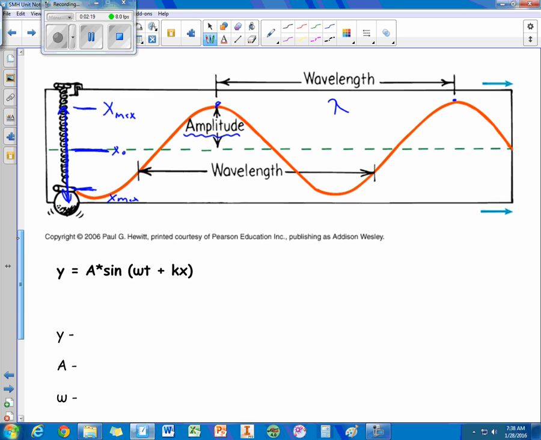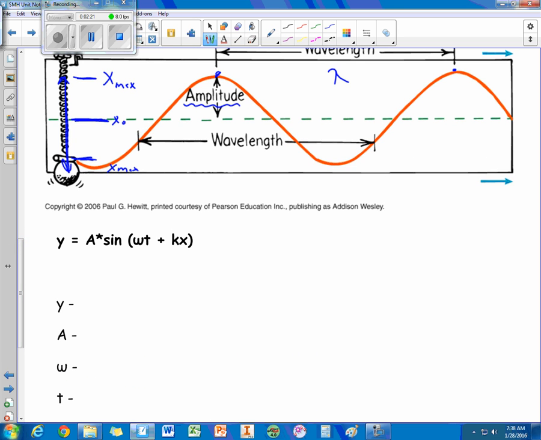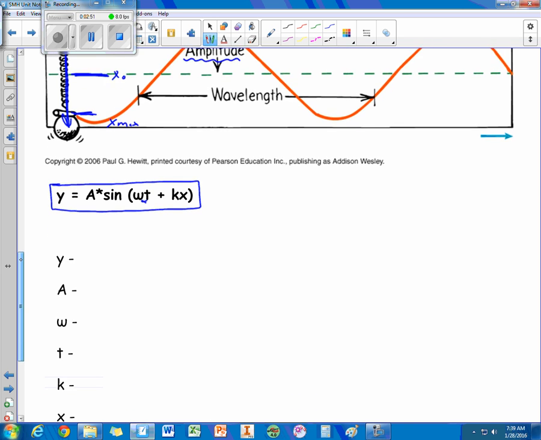So when it comes to this type of graph, here is the model that represents it. I'm going to put a little tiny alpha symbol beside that omega. So y equals the amplitude, which we were calling X max, times sine. Before we were using cosine, but honestly, they're almost interchangeable. We got angular frequency times time plus k times x. Now that k may be a little new. So let's go through what these are.